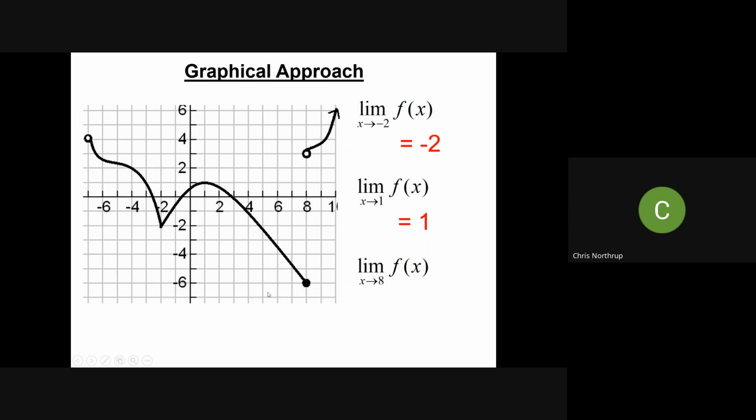Those are not the same. -6 is not the same as 3. So since they're not the same number, I would say the limit does not exist.